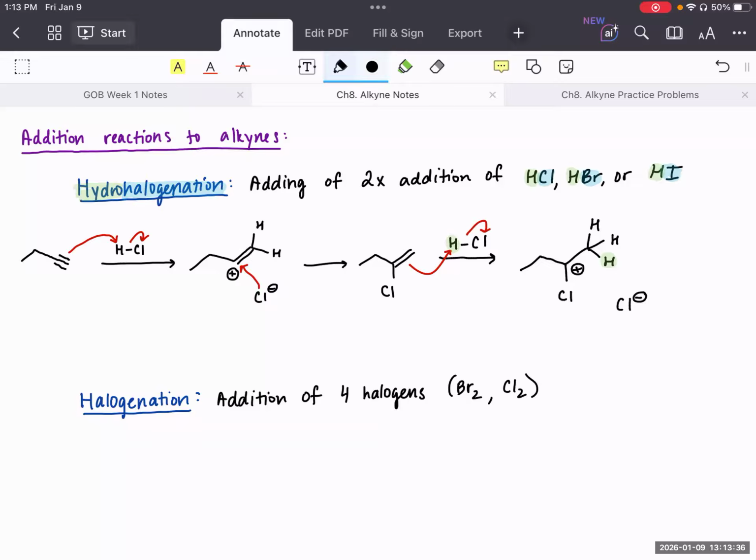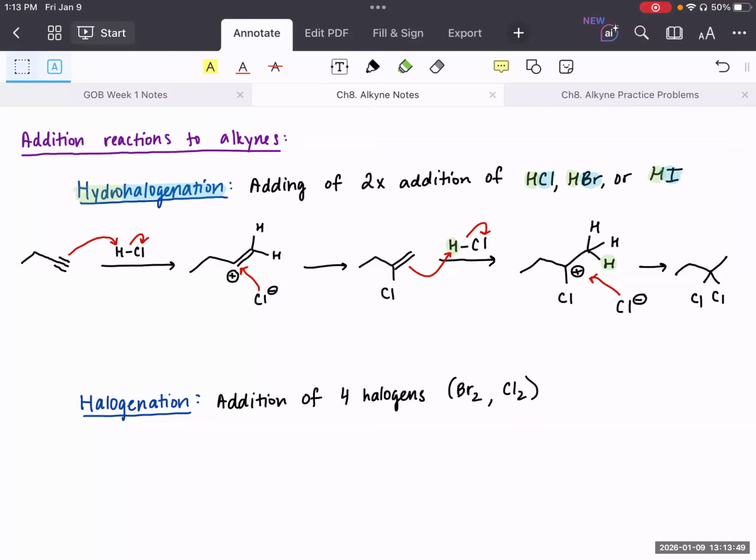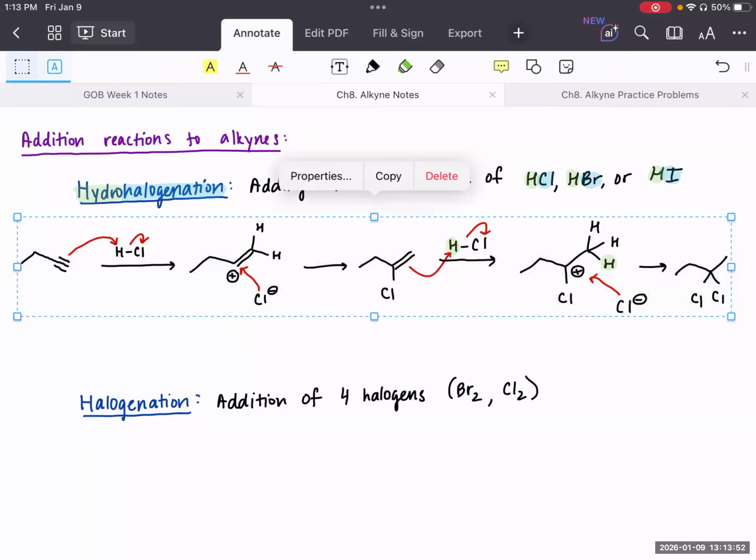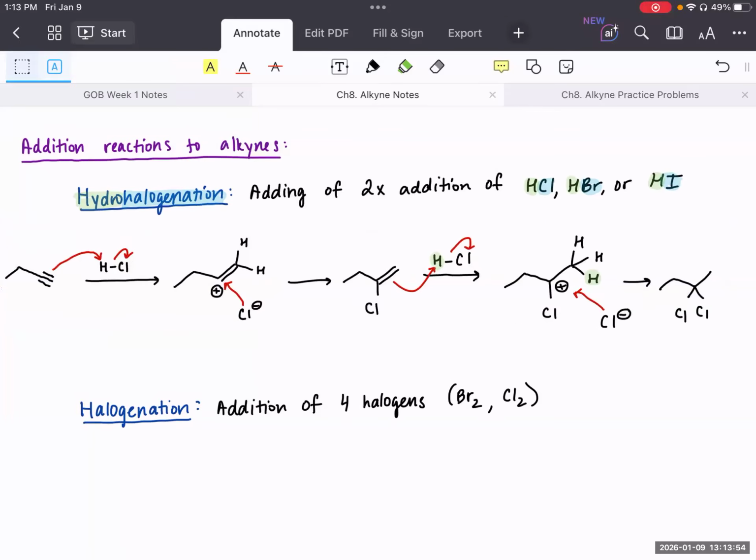Then in the next step, that chlorine can come in again, attack that positive charge, and we end up forming this structure here, where we have those two chlorines on the same carbon. And one thing that I want to point out here is that the product that we get has the chlorines on the same carbon, and so the term for this is geminal. So we end up having a product where those two chlorines went to the exact same carbon, and that's the one that's going to be more substituted.